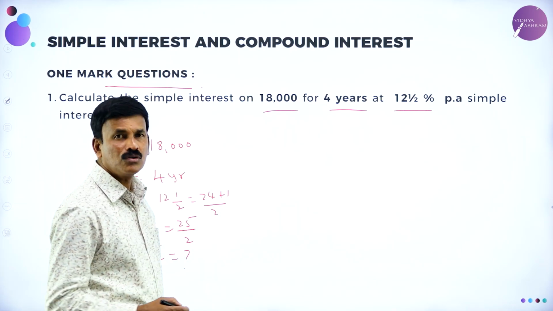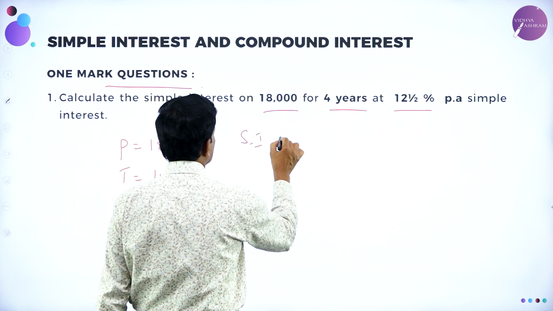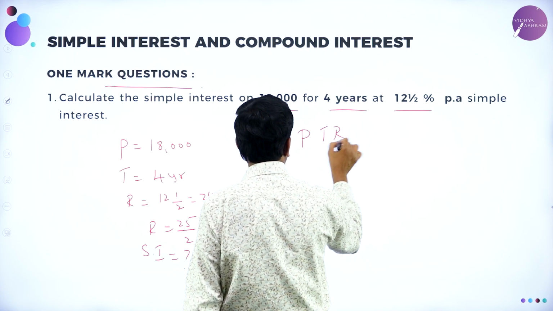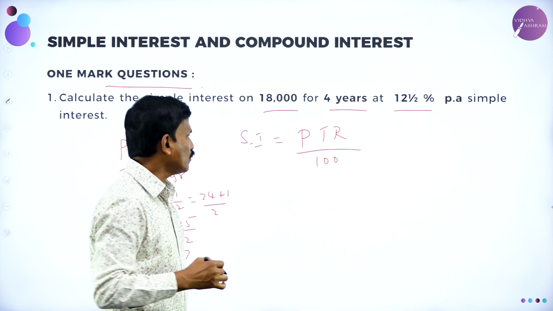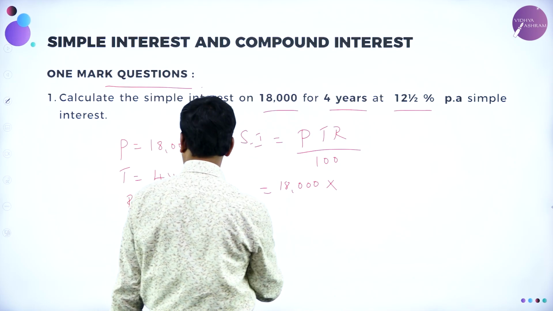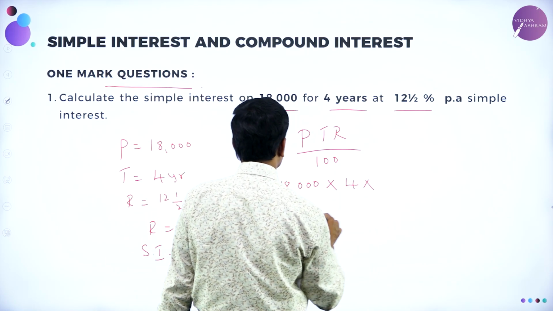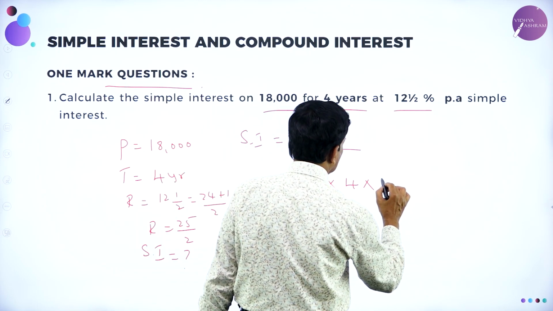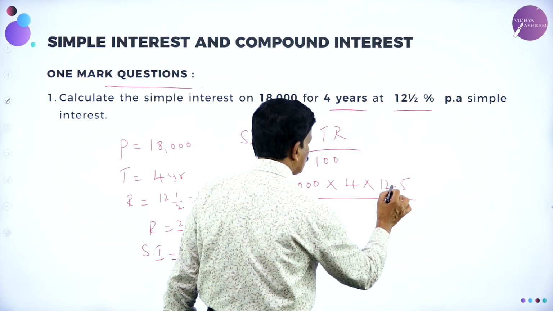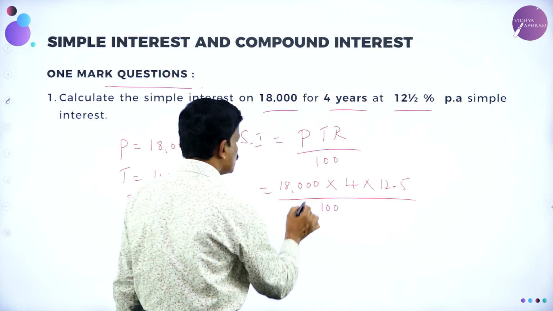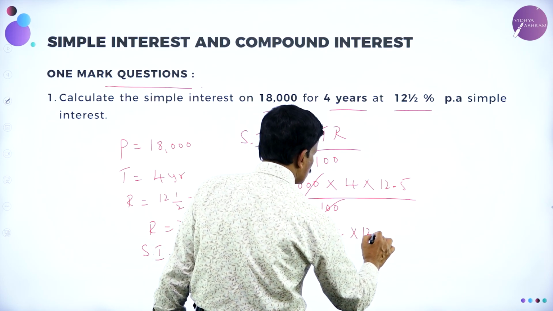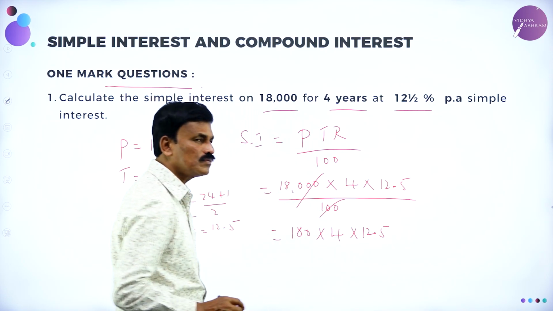Now, what is the formula for simple interest? Simple interest is equal to PTR over 100. Now, substitute the values. The principal is 18,000, into time period 4 years, into rate of interest 25 by 2, that is 12.5, divided by 100. Now, let us cancel this. 0, 0 gets cancelled: 180 into 4 into 12.5.